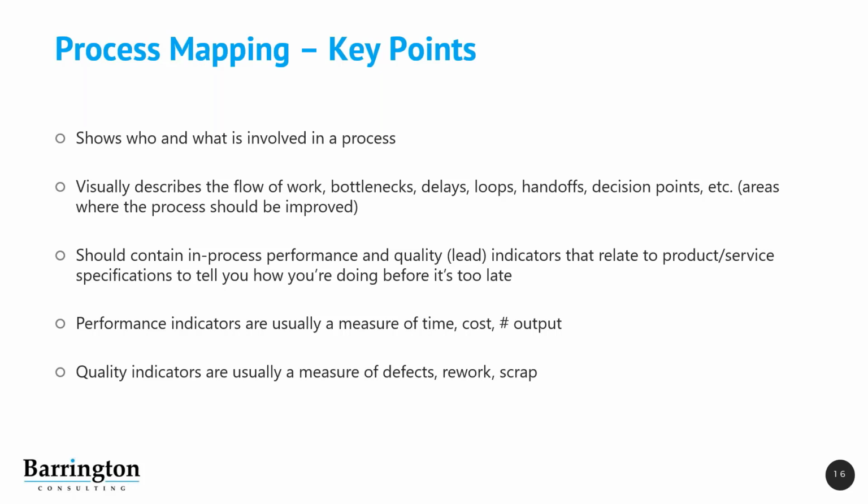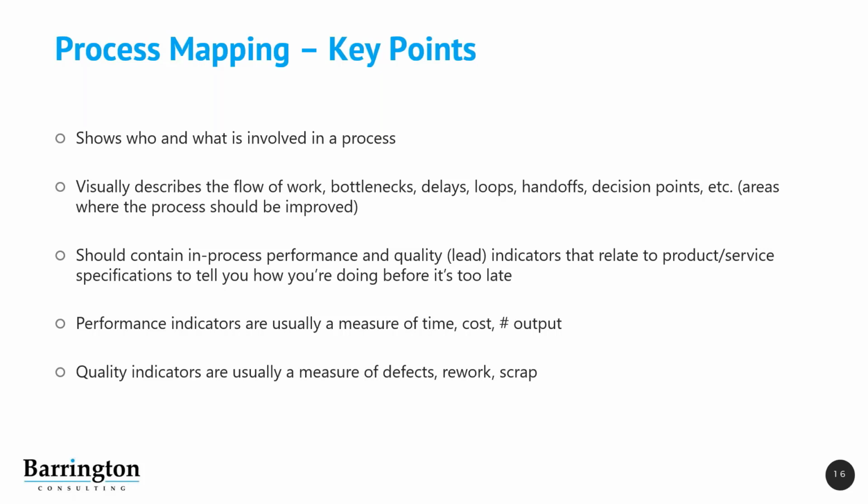One other thing that we say is process maps should contain in-process performance and quality indicators, right? If you're familiar with the idea of lead and lag indicators, hopefully these indicators are lead indicators in the sense that they tell us an indication of how we're going to perform at the end of the process. And so these are some of the things that we often do see missing from process maps, and that's okay. But we do generally encourage you to include them if you can.